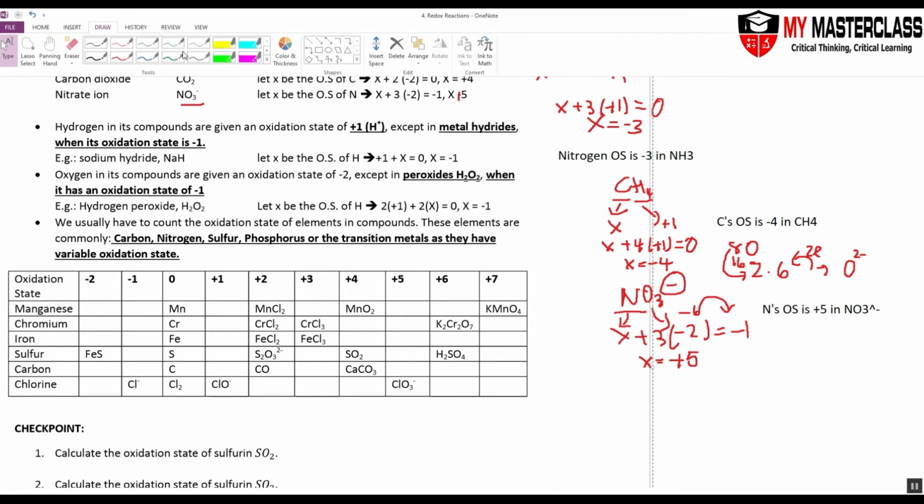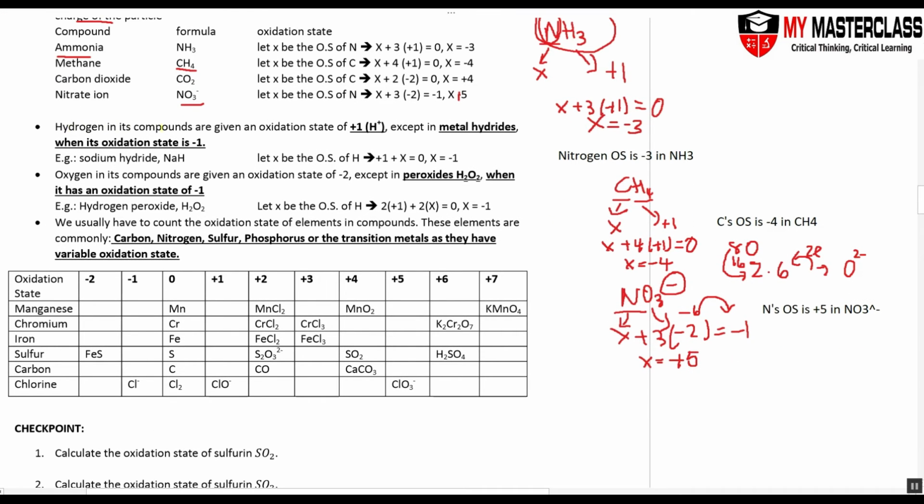Okay, so based on this idea, hydrogen's oxidation state is always +1, unless your compound is a metal hydride. An example of a metal hydride is sodium hydride. Sodium is always +1. So this time I have to count hydrogen as X. Using the same method, +1 plus X equals 0. X will be equal to -1.